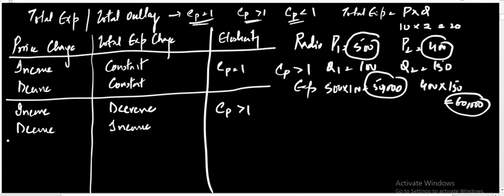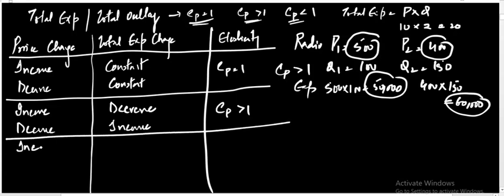1. Now let me consider the third case where with the increase in price total expenditure increases, and with a decrease in price total expenditure decreases. So elasticity of price is going to be less than 1.